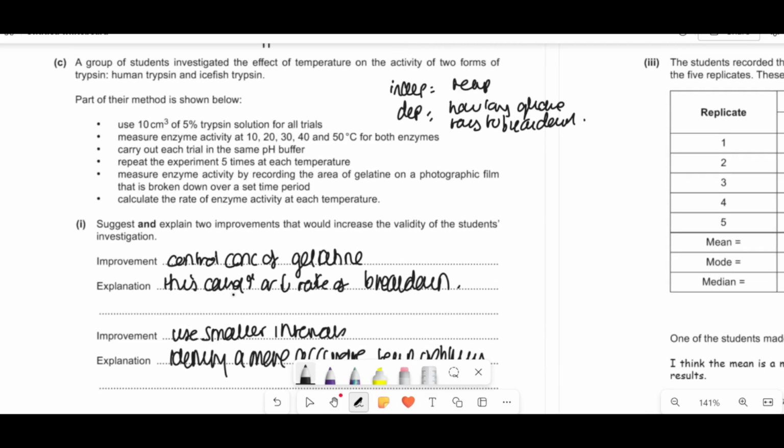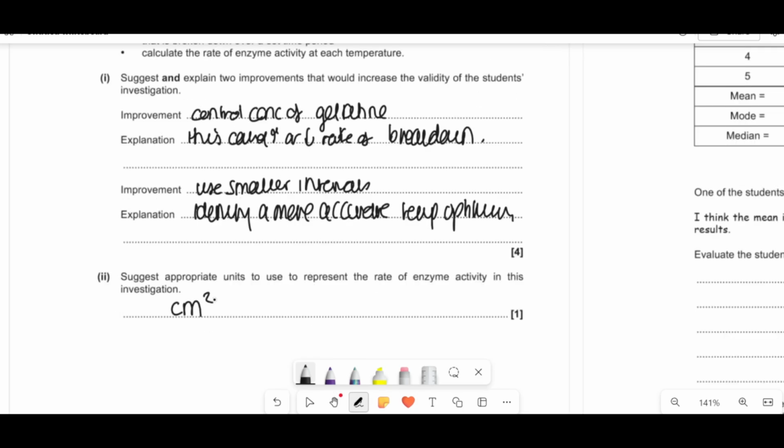So now it says suggest appropriate units to represent the rate of enzyme activity in this investigation. So again, we know our dependent variable is going to be the rate at which an area of gelatin is being broken down. So it could be in centimeters squared, but it's a rate, so per minute, right? So centimeters squared minute to the -1, for example, or second. Depends on how quick it is.